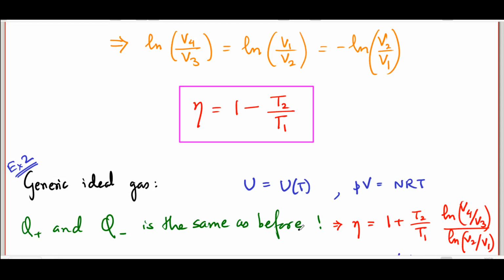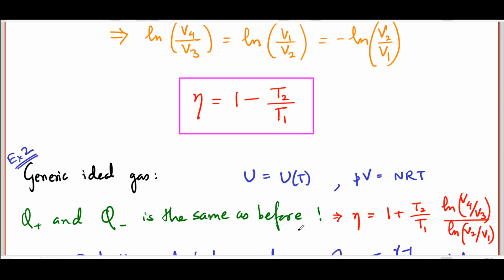And remember, the amount of work done in an isothermal process depended only on the PV equal to nRT equation, so that will still be the same. And at this stage, you are left with eta equals 1 plus T2 by T1 log of V4 by V3 divided by log of V2 by V1 as before.